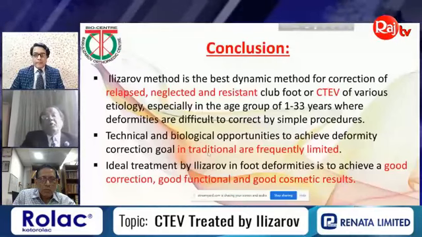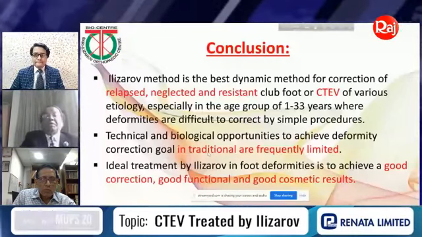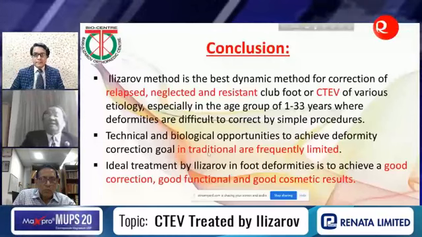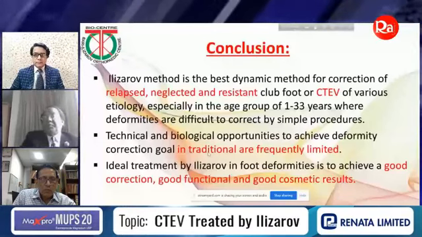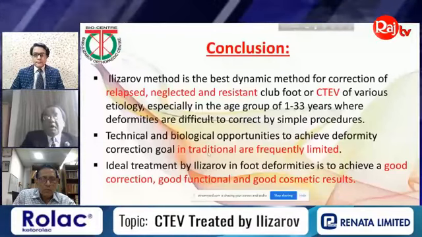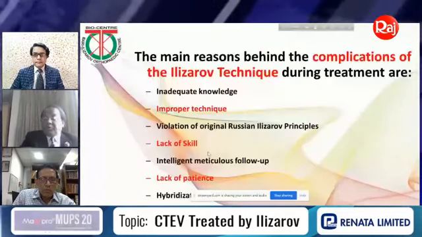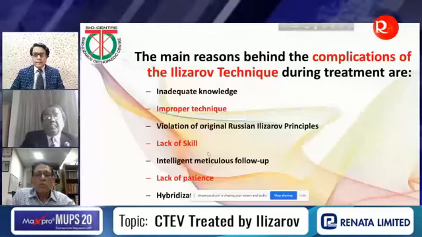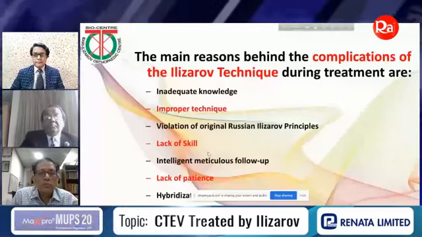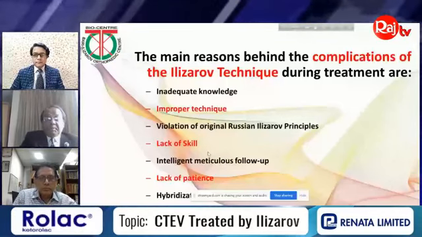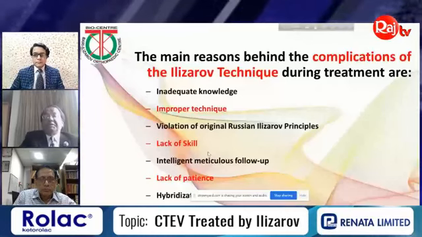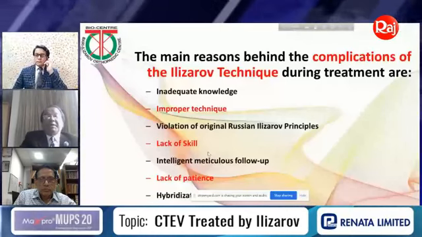And I always love to show this one also. Why you are getting complications by Ilizarov? Because with the proper technique, if you violate the original Russian principle, lack of skill, meticulous, intelligent follow-up, lack of patience, and hybridizations.